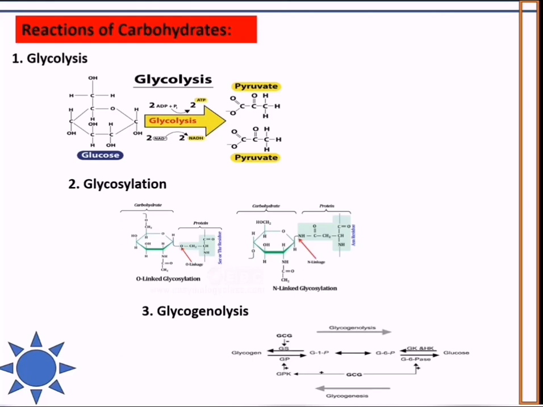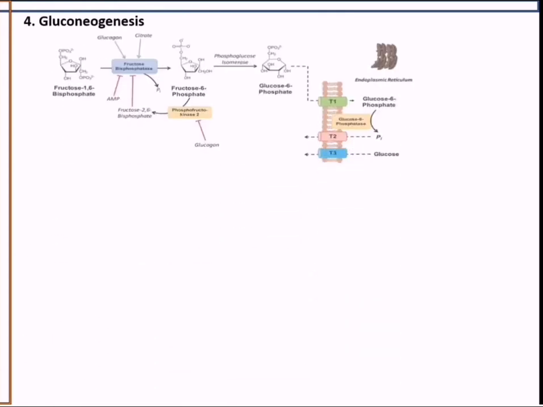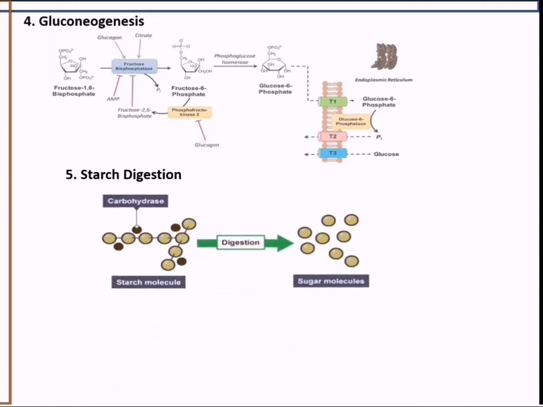The fourth one is gluconeogenesis. Gluconeogenesis is the reverse of glycolysis, where glucose is synthesized from non-carbohydrate precursors such as amino acids and glycerol. The fifth one is starch digestion. Starch, a major storage polysaccharide in plants, is digested by enzymes called amylases.